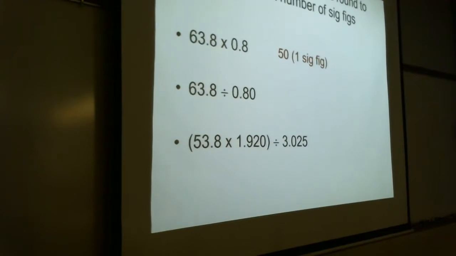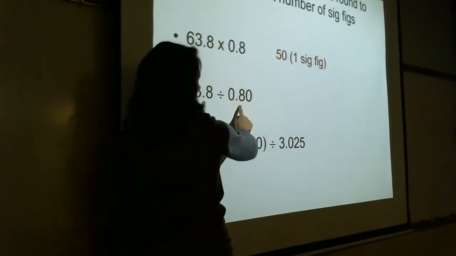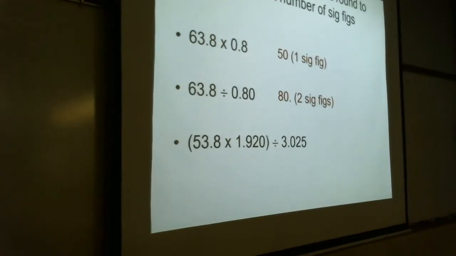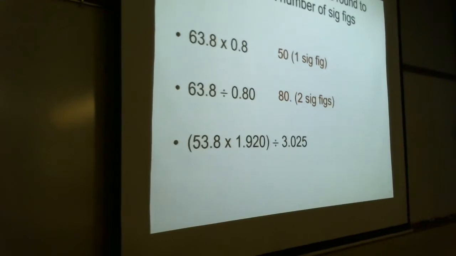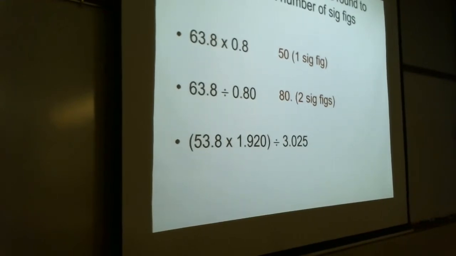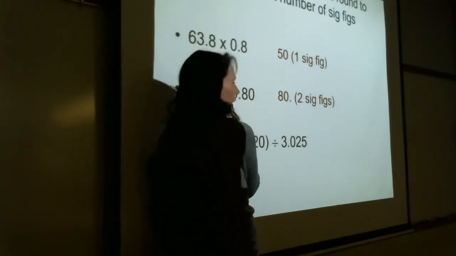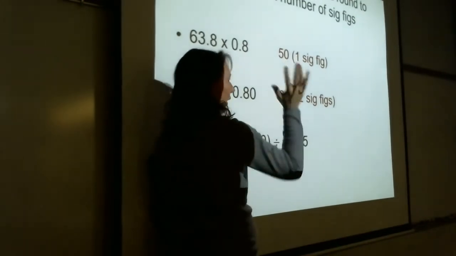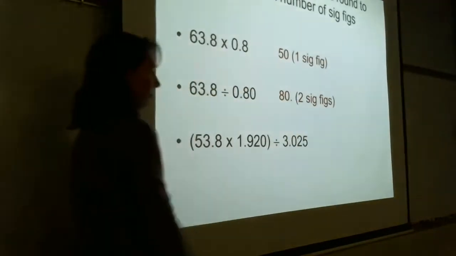What about the second one? How many sig figs? This one's 2 sig figs, right? Because 0.8 has 1 sig fig, 0.80 has 2 sig figs. So my final answer here contains 2 significant figures. And then how many significant figures am I keeping in the third one? 3. And again, if you're doing this, carry out at least 1 decimal place extra, if not more. You can just punch this into your calculator and then don't do anything and then just hit divide by, and then it'll just carry out all those decimal places. That's fun. That's totally fun.